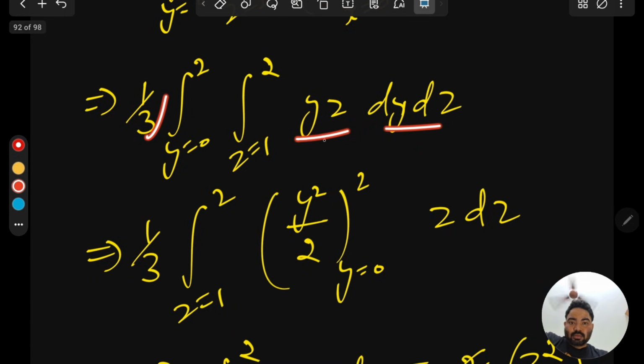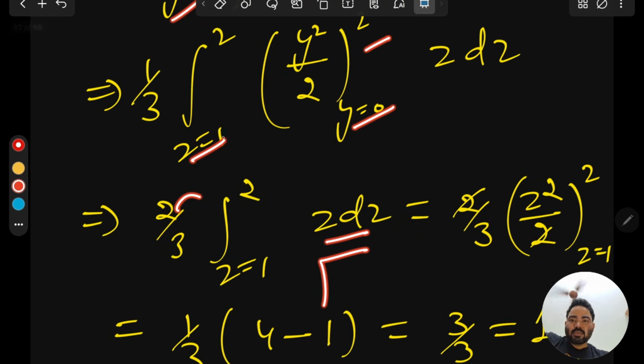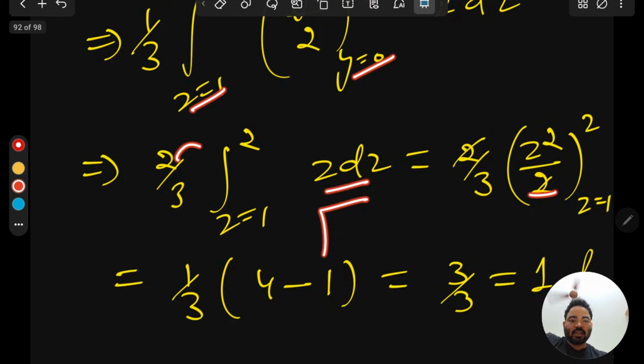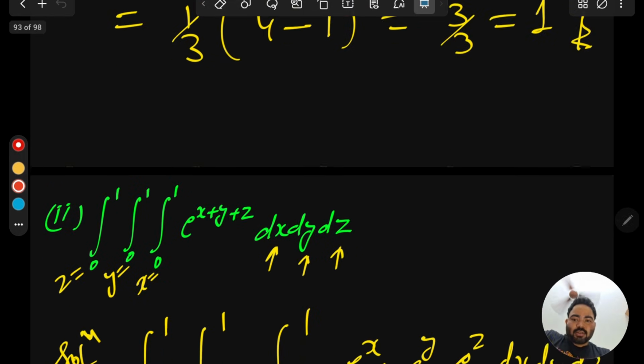Now y will become y square upon 2, just put the y limit. Now after that you are left with the upper limit. If you put it, then this will give you what, 2. So 2 will come outside. Now z dz, just put the z limit. Z square upon 2, just put the z limit. So whatever answer comes, you reach the answer. So this is the way how you can solve the triple integral.